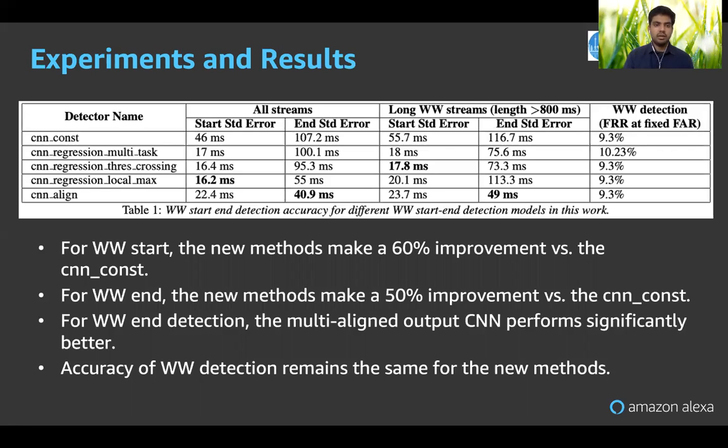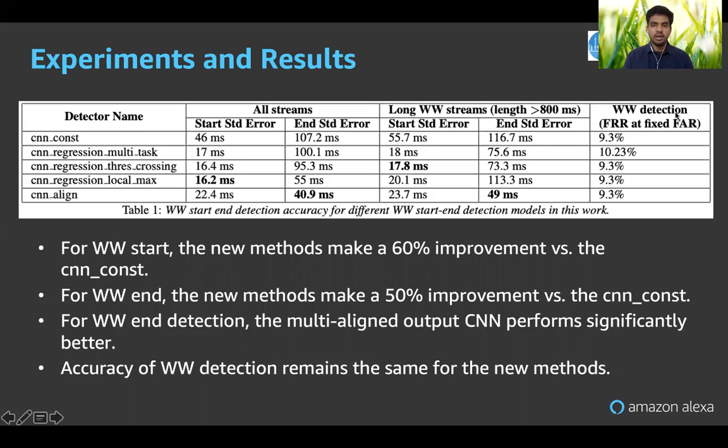If you see here, the results are in multiple rows. This is the constant offset method, which I explained just before this slide. We can see the standard error for start and the standard error for end, and this is for all streams. And we have a separate analysis for long wake codes, that is, more than 800 milliseconds in length.